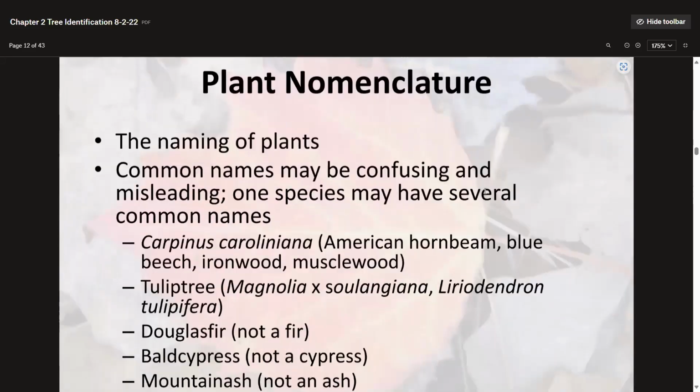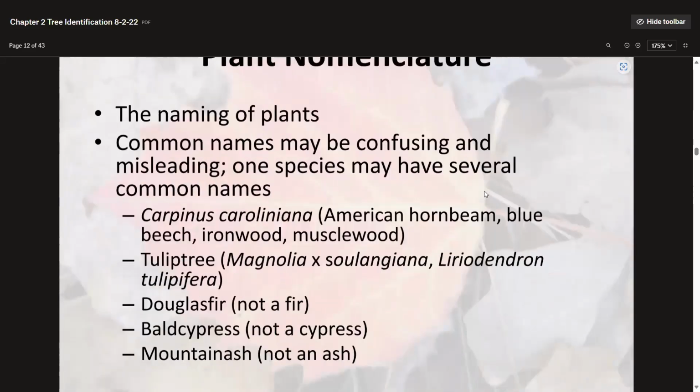That's how it works. For plant nomenclature, the naming of plants, common names can be confusing, misleading, and one species may have several different common names. Carpinus caroliniana is an American hornbeam in parts of the country. In other parts of the country, it's a blue beech. Out west, it's a musclewood, because that muscly looking structure just looks like muscles. Those trees are kind of muscly looking. So they call it musclewood out west, right? It's got several different common names, but that plant nomenclature is always the same, no matter where you go. Carpinus caroliniana is always going to be that tree, no matter where you are, right?